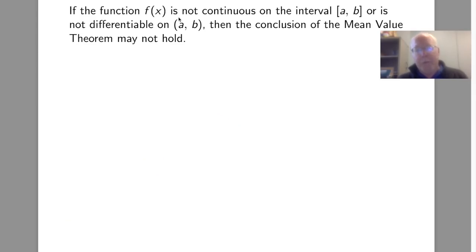Now, every time you apply a theorem in mathematics, you've got to make sure that the conditions that are supposed to be true in the theorem apply. And it turns out if you try to apply the mean value theorem to a function that is not continuous on the closed interval or not differentiable, then the conclusion of the mean value theorem may not hold. So we always want to check the conditions are met. We'll see in an example right now that even if one of these conditions fails at just one point, that's enough to throw off the whole mean value theorem.